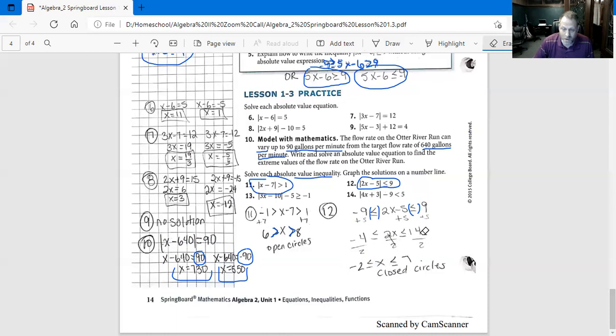All right, guys. I'm going to leave you guys to do number 13 and number 14. All right, homeschoolers, do number 13 and number 14 on your own.